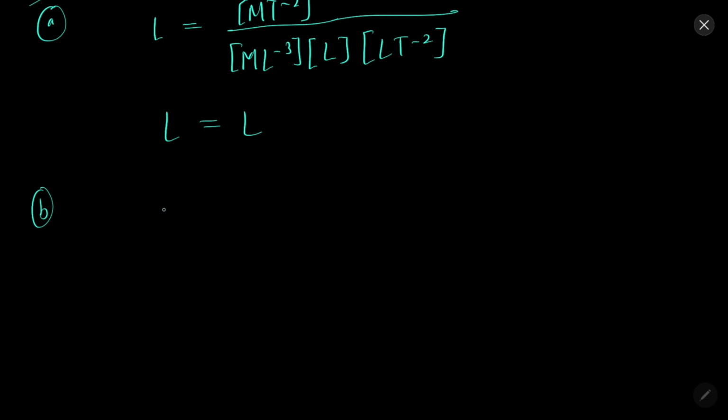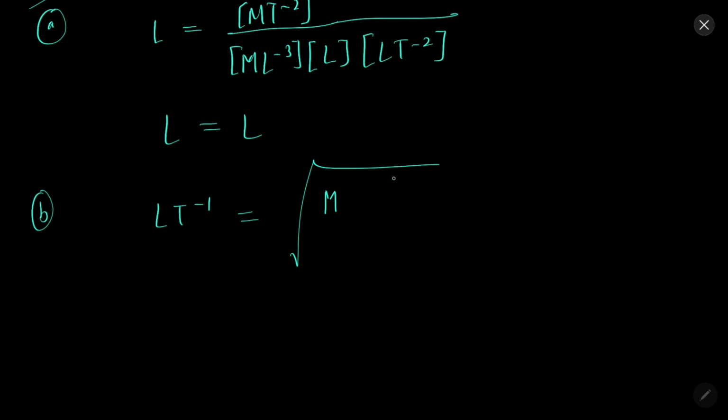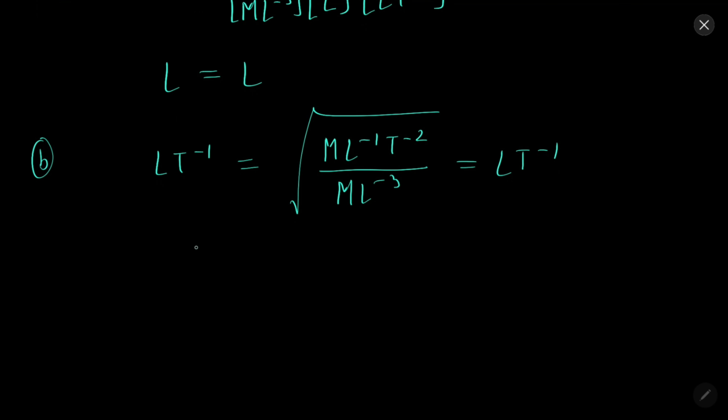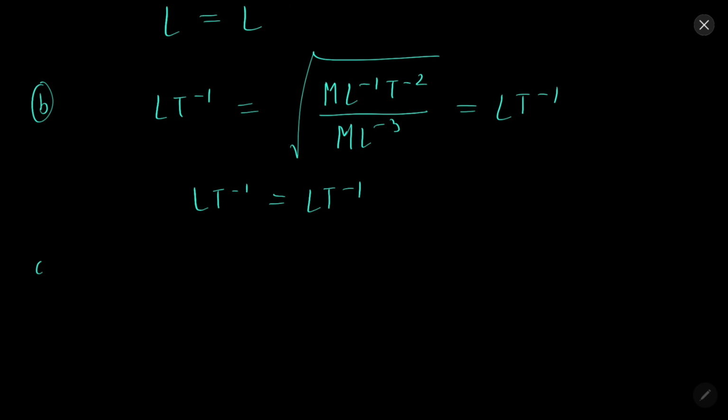Okay, then the second equation. Dimension of velocity is L t minus 1, and the right side will be root of pressure, which is m L minus 1 t minus 2, over density, which is m L minus 3. Once you solve this, you will get L t minus 1. So again both sides come out to be the same, so it is correct.